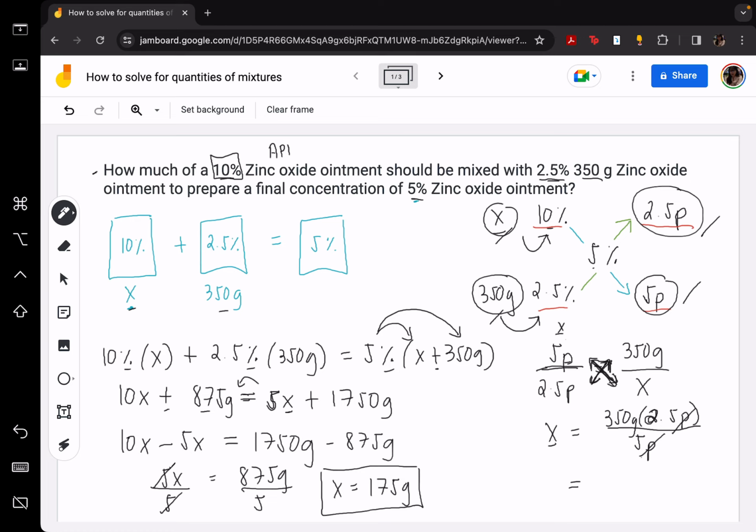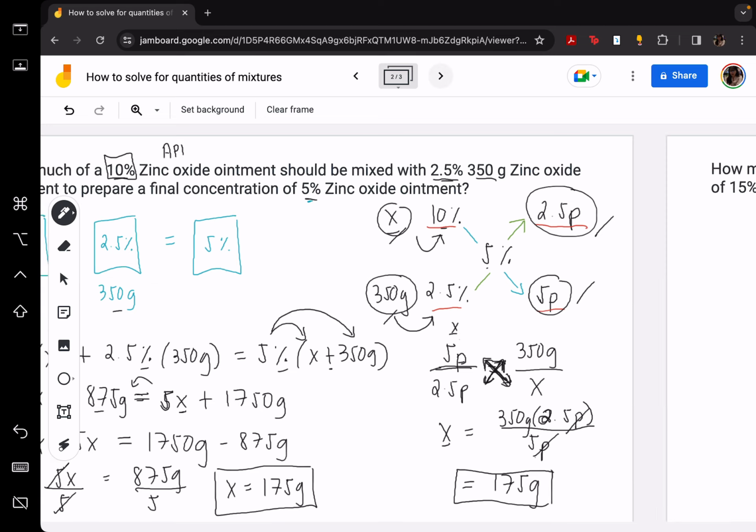So 875 divided by 5, you still get 175 grams. Okay, so method 1, method 2, doesn't matter. Both of them will give you the correct answer. It really actually depends on how comfortable you are. Okay, so let's do number 2.